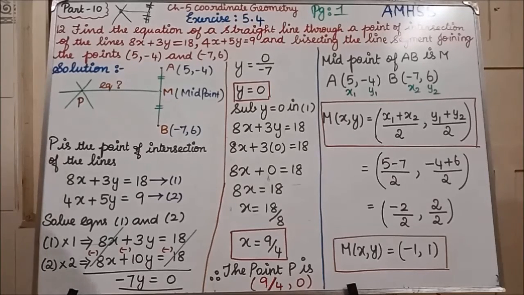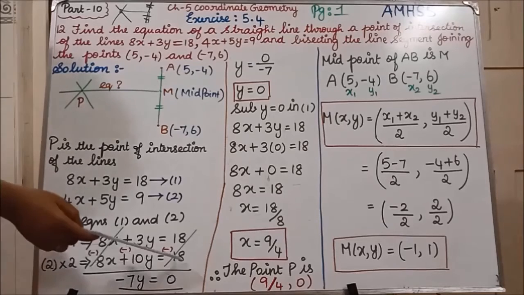For that I have told you one trick. If you want to cancel the x term, see here, 4 is here and 8 is here. So you keep this 8 as such. In the 4 table, how many times will this 8 come? 2 times. So what I have done is, equation 1 fully I have multiplied with 1. 1 in the sense the same only we will get: 8x plus 3y equal to 18. The second equation fully I am multiplying with 2. Equation 2 into 2: 4 2s are 8, 5 2s are 10, 9 2s are 18.